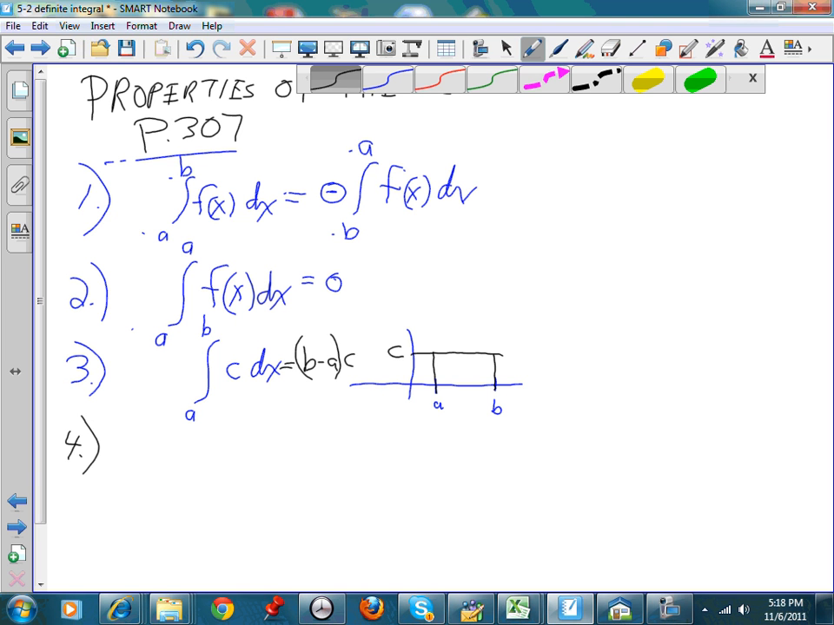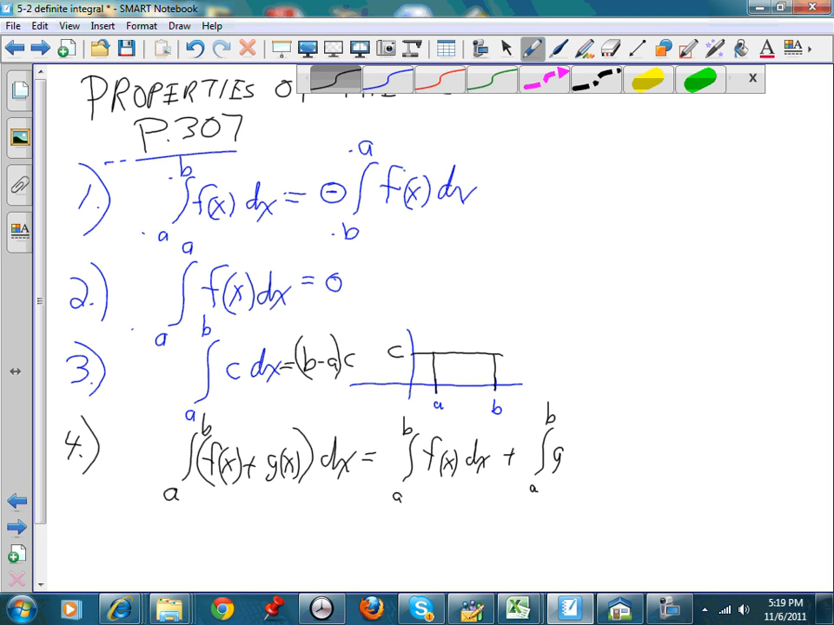Four here then, some more of these. If I integrate two functions, from a to b, f of x plus g of x dx, it's a linear thing, meaning if I add up all the f of x's and I add up all the g of x's, I could split this integral and find the integral of f of x dx plus the integral from a to b of g of x dx.